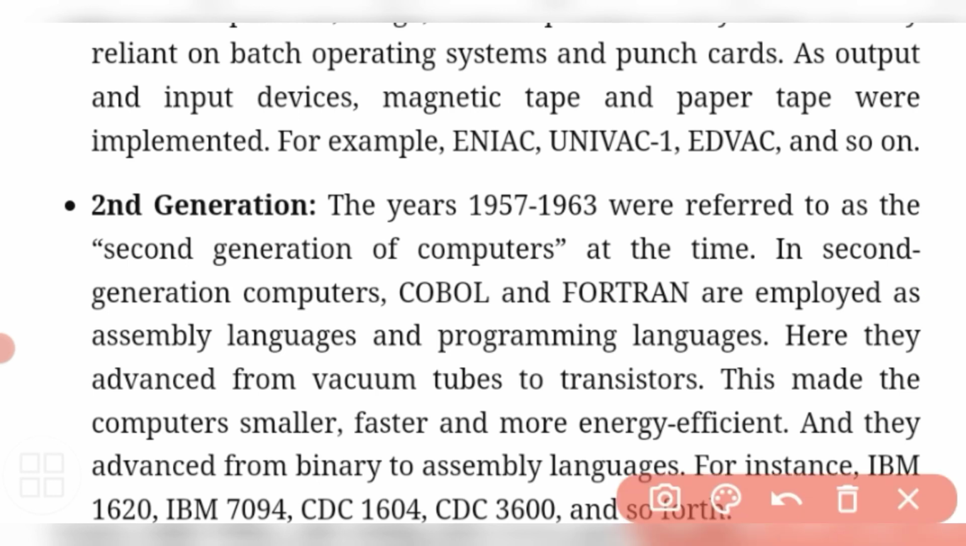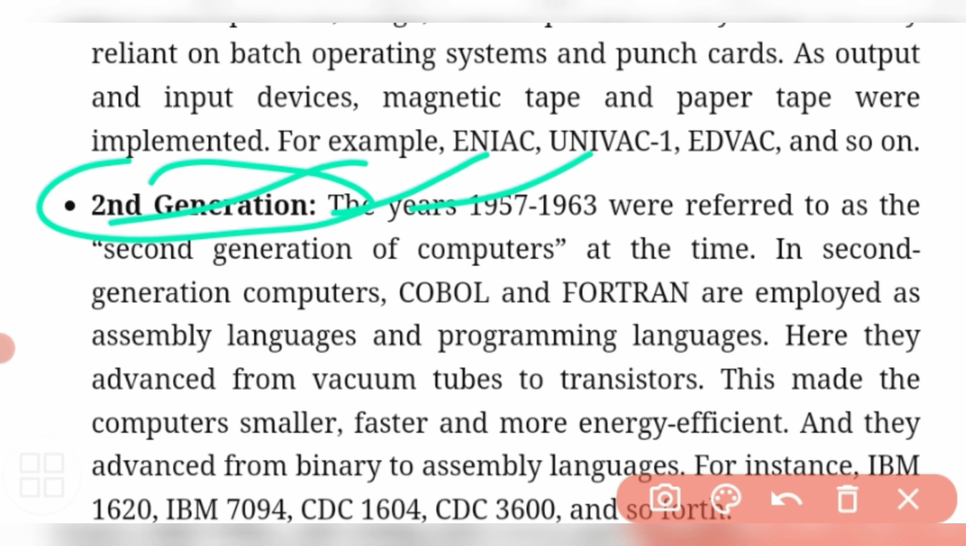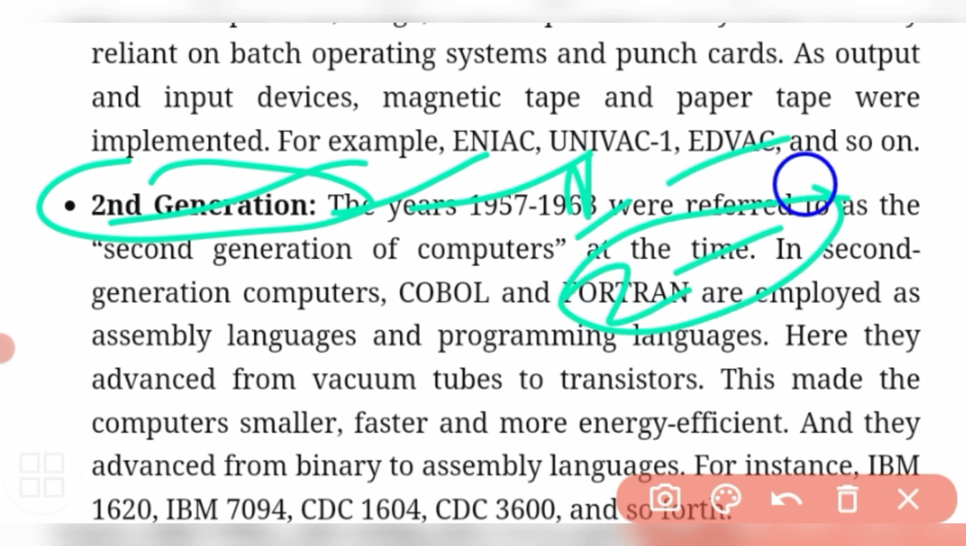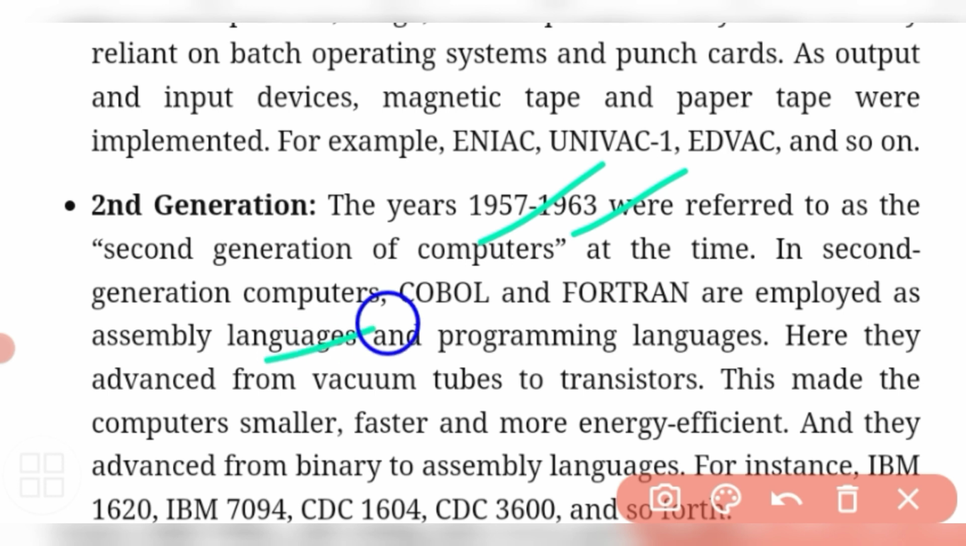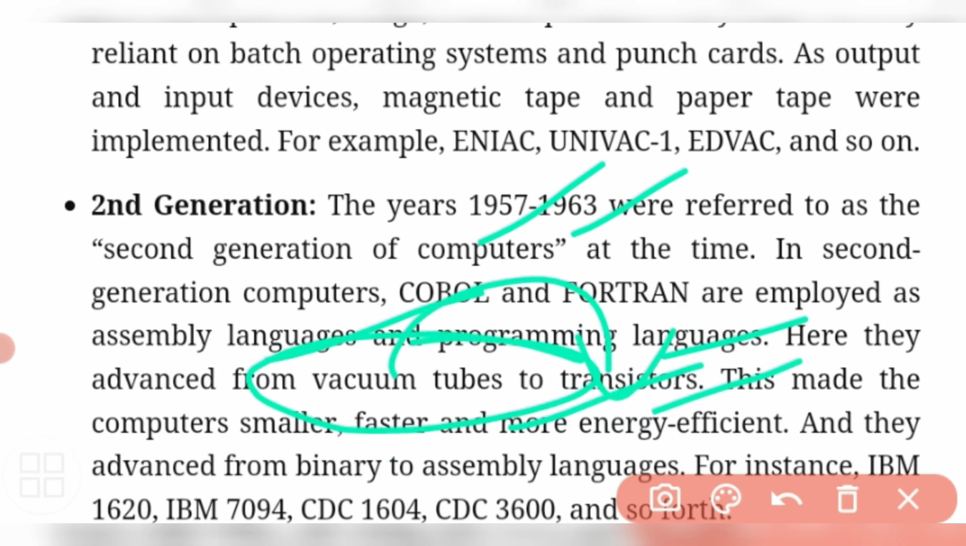So the second is the second generation. In this generation the use of transistors was promoted. You should note this down: in the first generation it was vacuum tubes, in the second generation the use of transistors. The years 1957 to 1963 were referred to as the second generation of computers. In the second generation, COBOL and FORTRAN were employed as assembly and programming languages. Here they advanced from vacuum tubes to transistors. In this generation we traveled from vacuum tube to transistor.